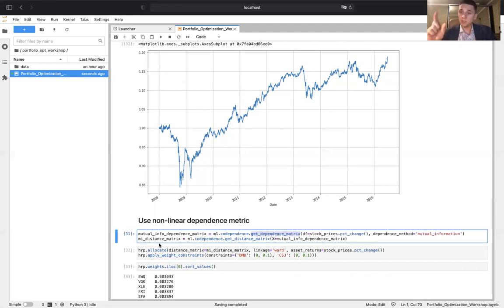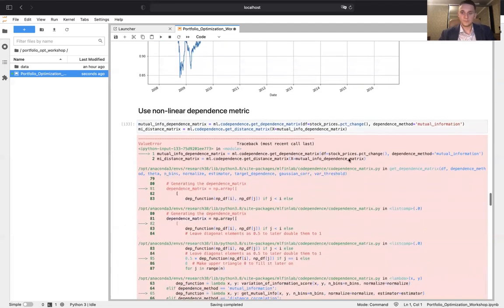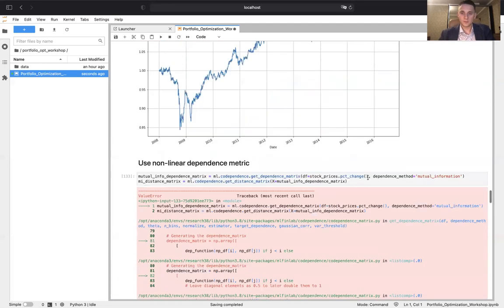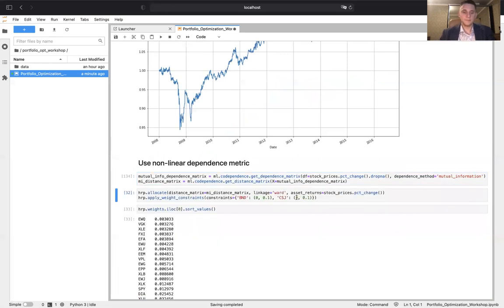And after that, what we do is convert this dependence matrix into a distance matrix by using MlFinLab's codependence get distance matrix, where the input of this function is our dependence matrix from the previous function call. Okay, so we should use dropna. Right, so now we have the distance matrix. What we can do here is that in HRP, we specify that we use a different distance matrix, which will be used in your assets clustering.